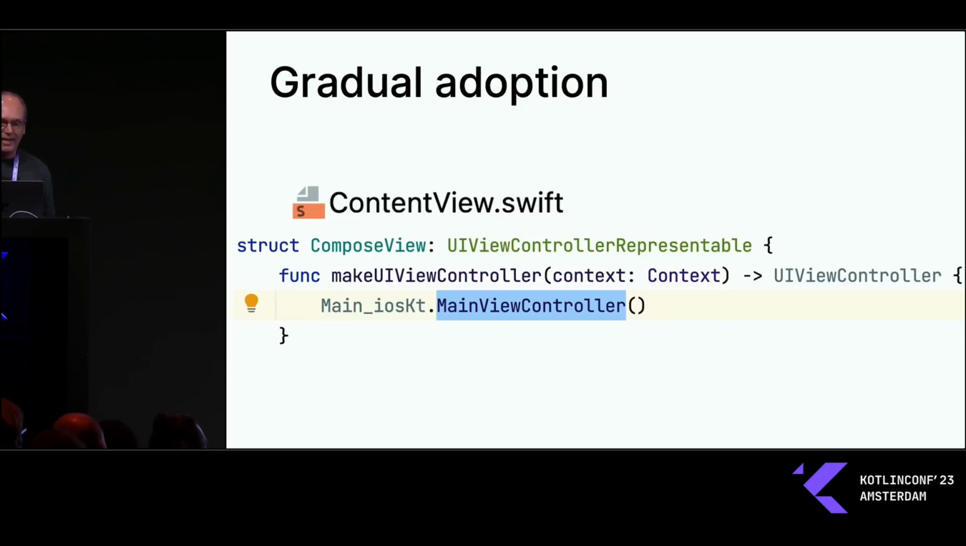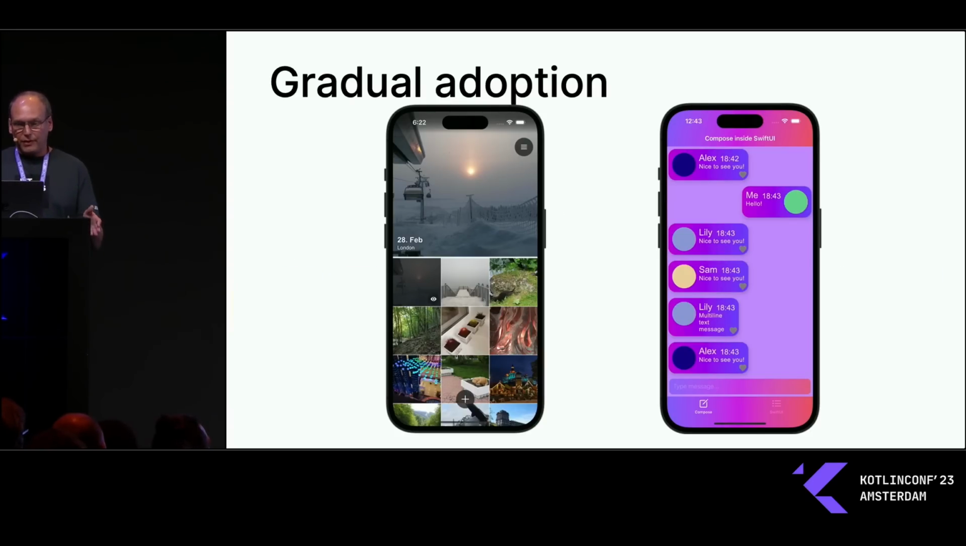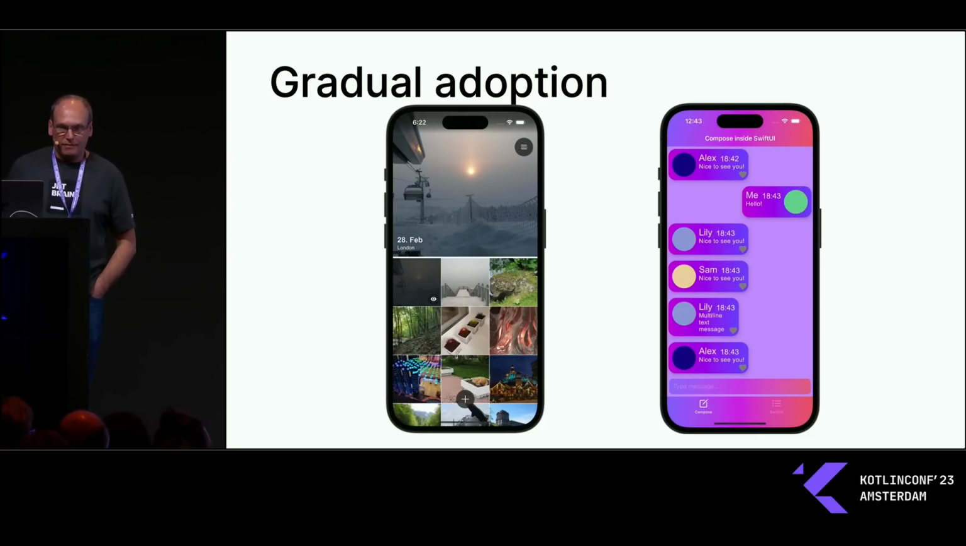Finally, you just use the exported function in your Swift sources. You may use Compose as individual screens or as whole applications, like in the Memories app that we've shown. But you can also embed Compose into your SwiftUI screens, like in the chat app on the right, where top and bottom bars and text input are SwiftUI elements, while the chat view itself is written in Compose. That allows you to gradually adopt Compose Multiplatform in your existing projects. Kotlin interop works great here.